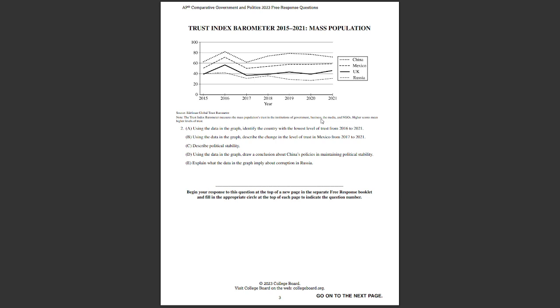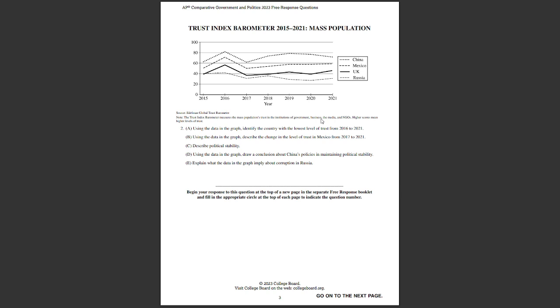C asks for a description of political stability. Political stability is basically the ability for a regime or country to withstand substantial and drastic changes to the power of governance. Basically, how stable is the political regime in the country at the current moment.